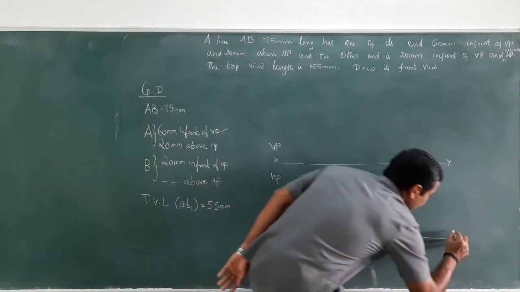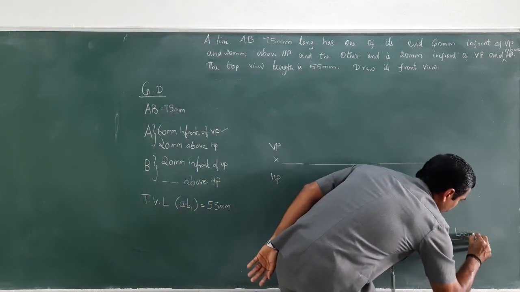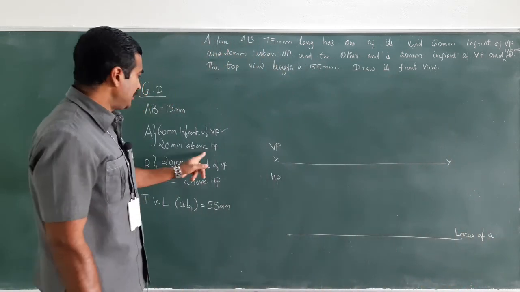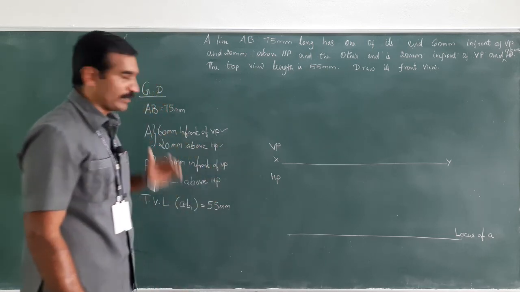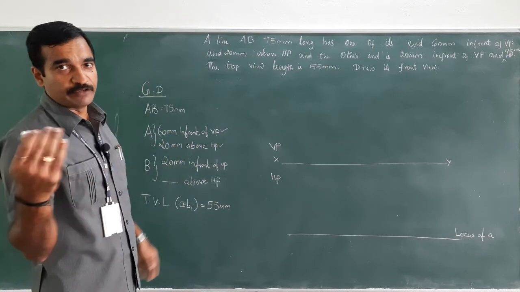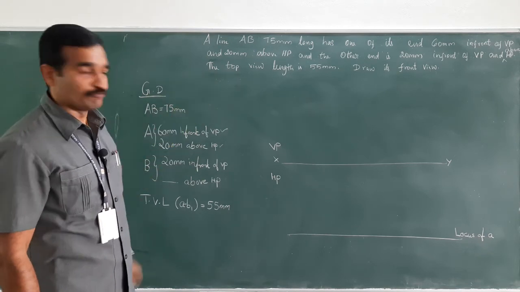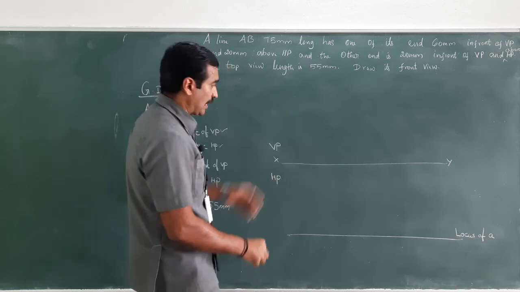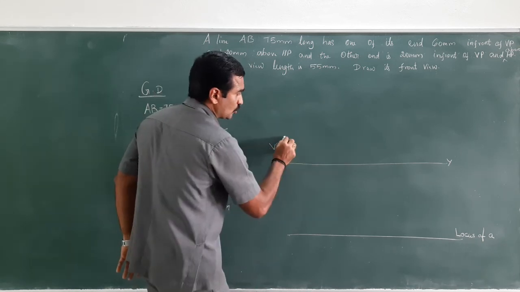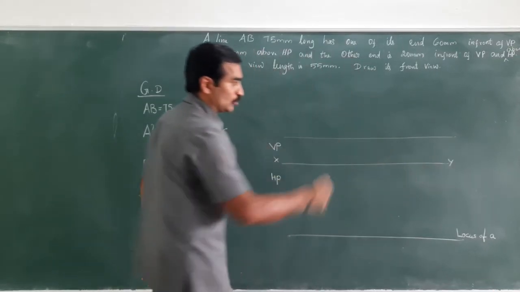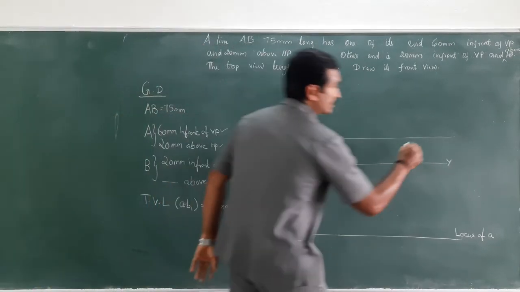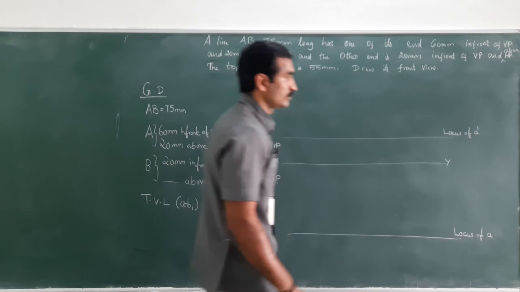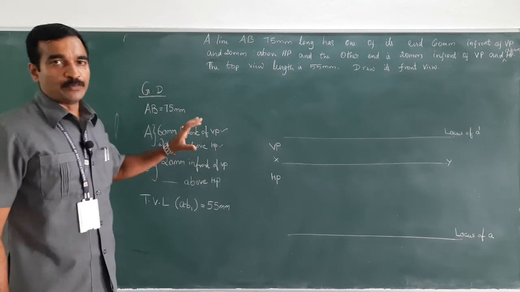And this can be named as locus of A. Next, 20 mm above HP. If it is above HP, when you look from the front, it will be captured in the VP. So, take 20 mm above the reference line and draw a line parallel to XY, the reference line, and this can be termed as locus of A dash. So both the data have been utilized here.